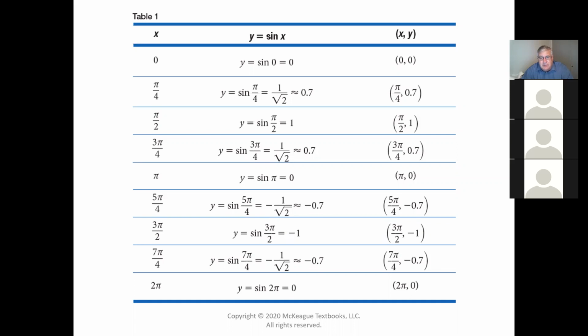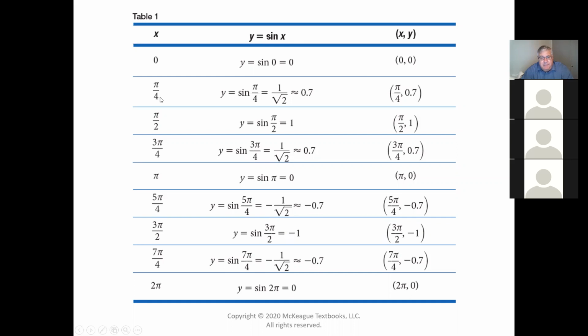The sine of 0 radians would be 0. Do you agree? And so therefore, one ordered pair that will lie on the graph of y equals sine x will be the ordered pair (0, 0). So the graph of sine x contains the origin point.